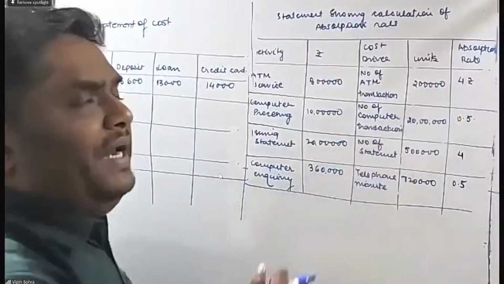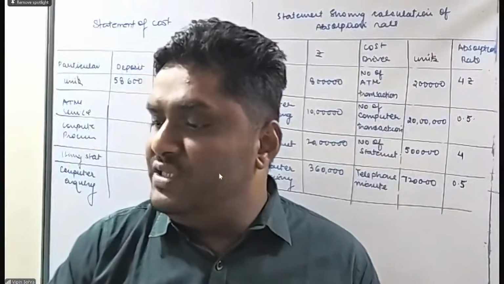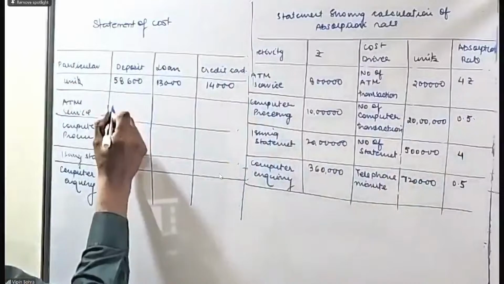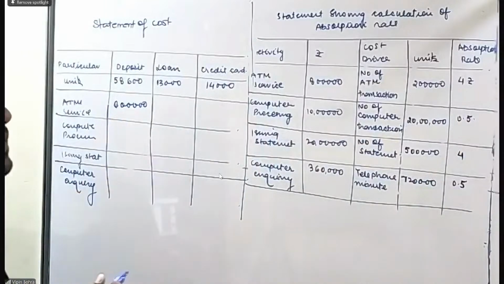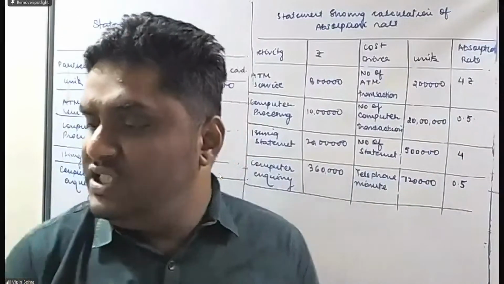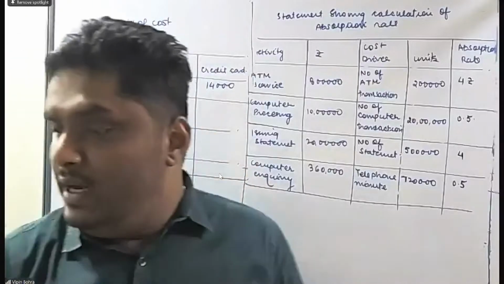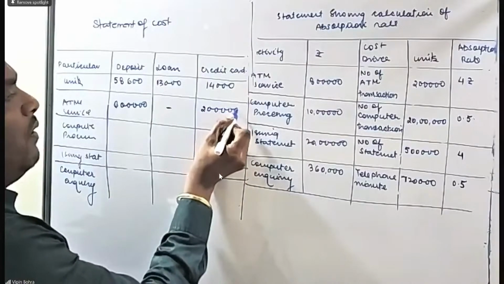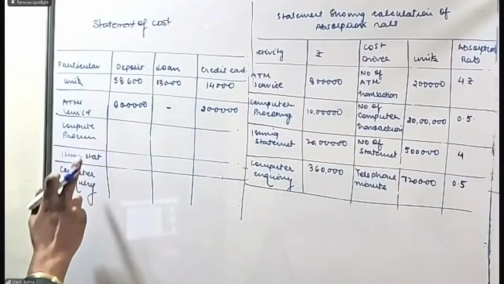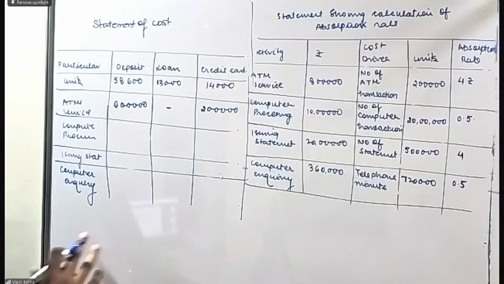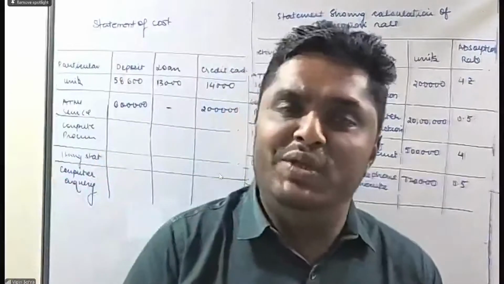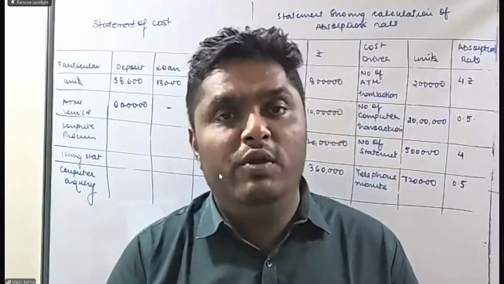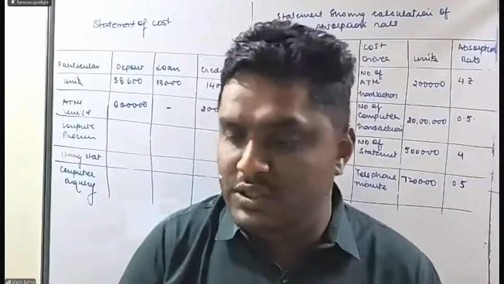So it is ₹4 per ATM transaction, wherein the ATM transactions are given, that is 1,50,000 in case of deposit. So 1,50,000 into 4, so 6 lakh for deposit. Further, there are no ATM transactions for loans, so nil. And then for credit card, it is 50,000 into 4, so this will be 2 lakh. So the rest you can do on your own for computer processing, issuing statement, and computer inquiry. Everything is given in the question. You have to distribute the cost, calculate the total cost, and thereafter, don't forget to calculate the cost per unit, because the question is asking us to calculate the cost per unit.